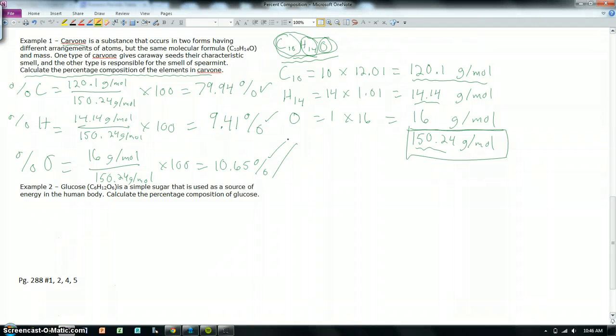Okay, so when we try example 2, the process is the same. You're using glucose, C6H12O6, to determine the percent composition of each element, carbon, hydrogen, and oxygen, in glucose. Try that. Put your answer in that bottom section, the answer section of Verso, and that'll be your check to see that you've done it.